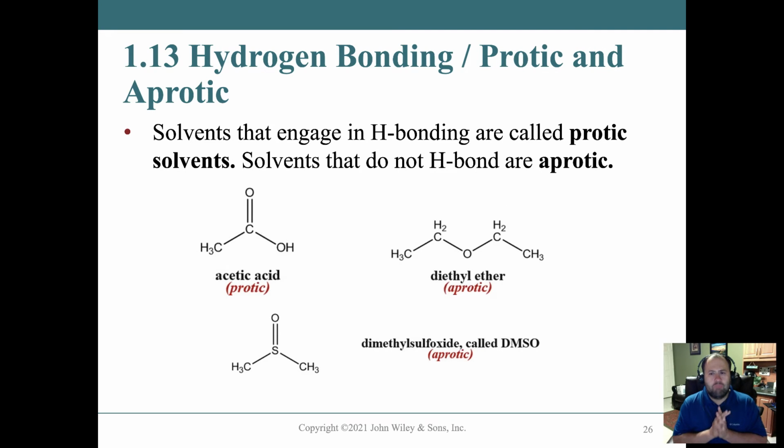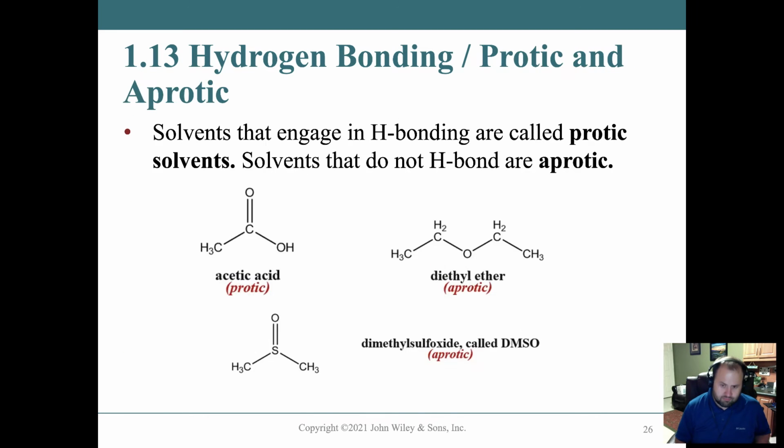Now, hydrogen bonding does create a class of compounds that we're going to talk about more later. And so solvents that can do hydrogen bonding are going to be called protic solvents, whereas solvents that do not do hydrogen bonding are going to be called aprotic solvents. So we see some examples. An aprotic solvent, like diethyl ether, it doesn't have any hydrogens that are able to do hydrogen bonding. It has hydrogens, but they're not capable of doing hydrogen bonding.